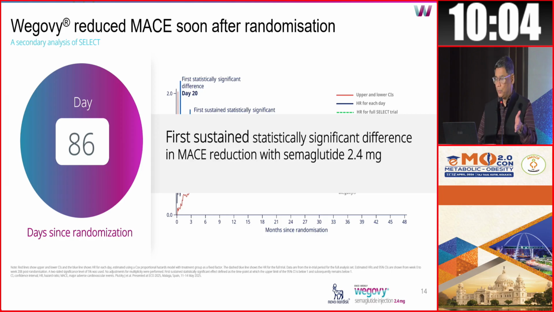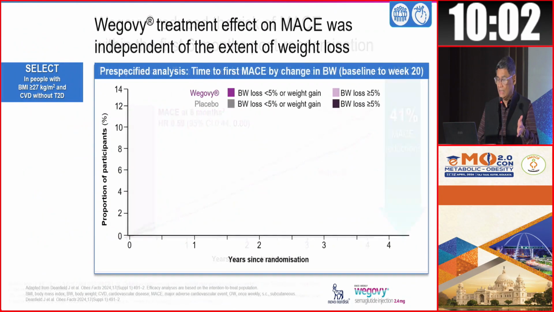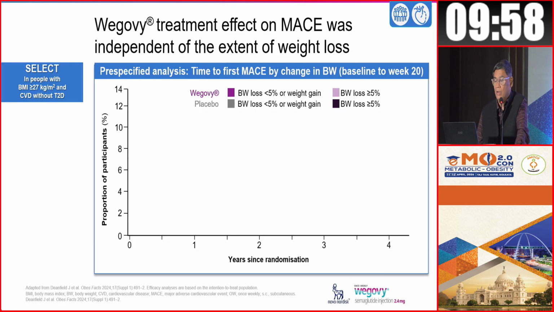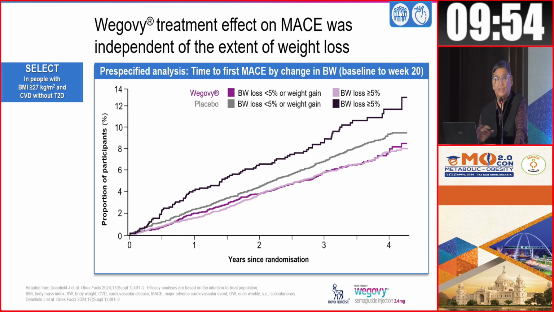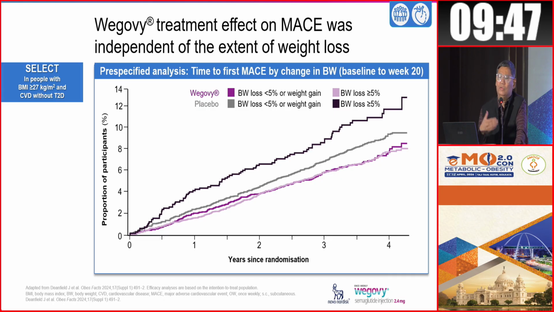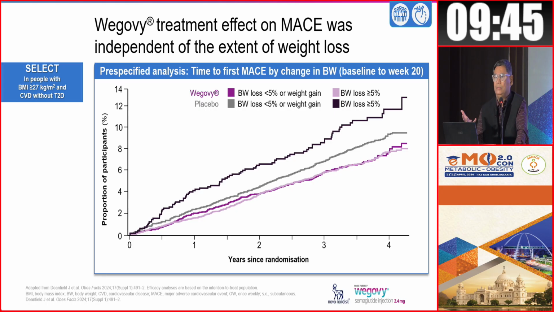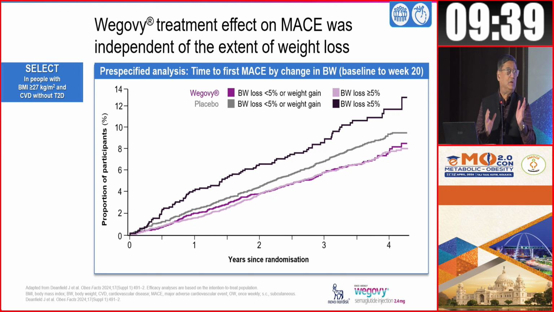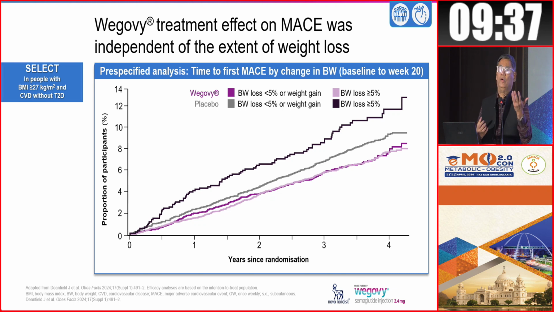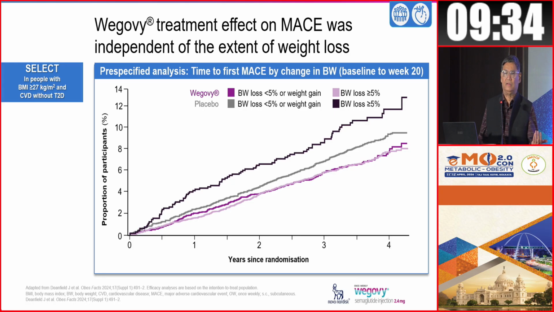And it's all the more pronounced in Asian patients, and that is very interesting for us. Wegovy treatment effect on MACE was independent of extent of weight loss. Now, that gives us a lot more confidence that it is not just about weight loss. It is very difficult to actually lose weight. When you are talking to a patient and tell them to lose weight, remember that you have to take the guilt away about the weight, because 50 to 70% of this is because of the genetic and epigenetic factors.